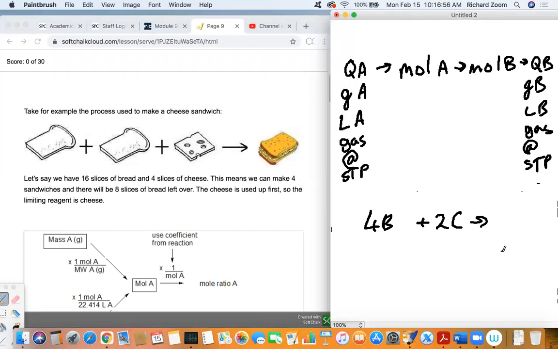Anybody know? Anybody have any ideas? Two sandwiches? Yes, 2 cheese sandwiches. So the reaction here, or the process, is 2 bread plus 1 cheese gives 1 cheese sandwich.